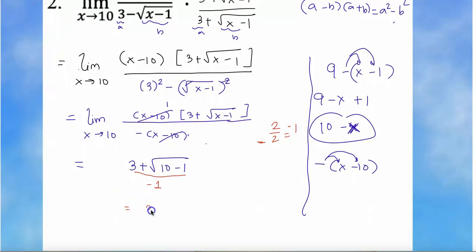So our next step will be 3 plus, this is your radical 9, and that's your 3. So 3 plus 3 is your 6 over negative 1, which will give you what? Negative 6. Sorry about that, I just got distracted. That's my answer for this problem.